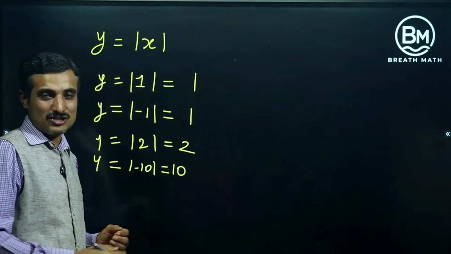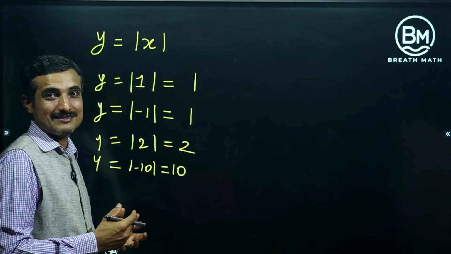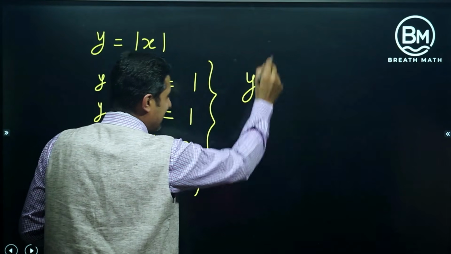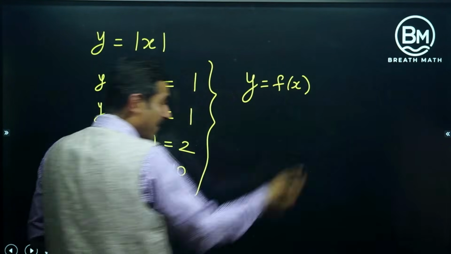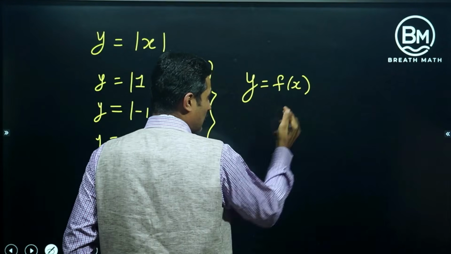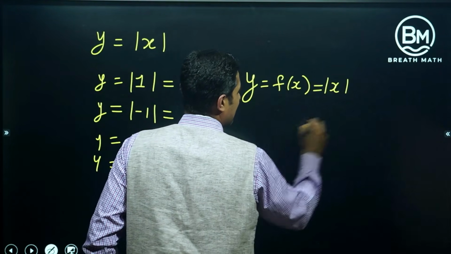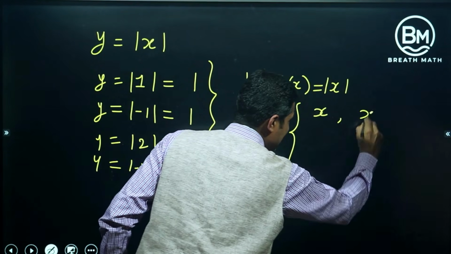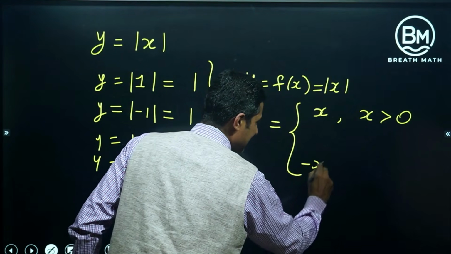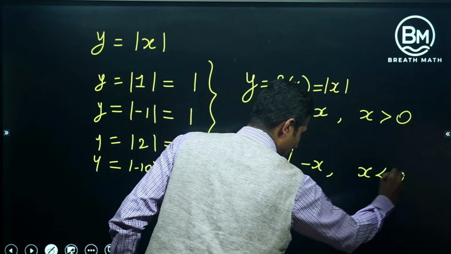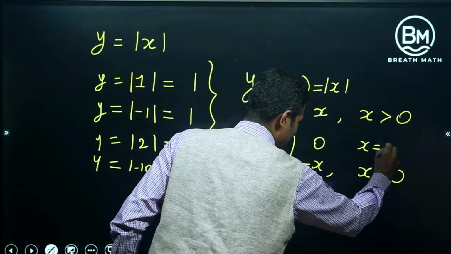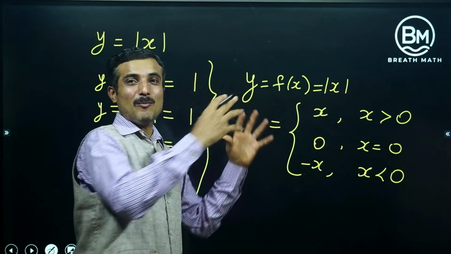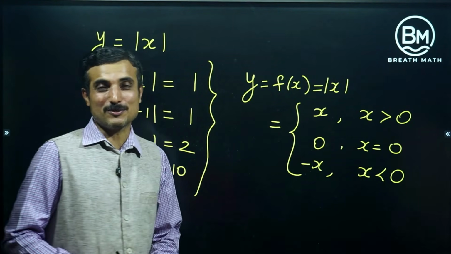Now, how do mathematicians define the modulus function? By observing this, mathematicians define the modulus function or absolute value function in this way. Plus x for all x greater than 0, minus x for all x less than 0, and 0 for x equal to 0. This is the definition of modulus or absolute value function.